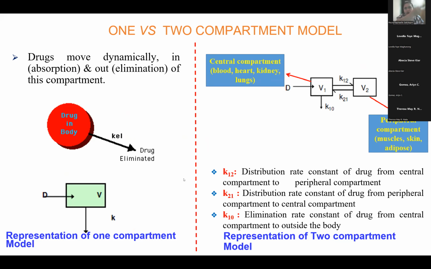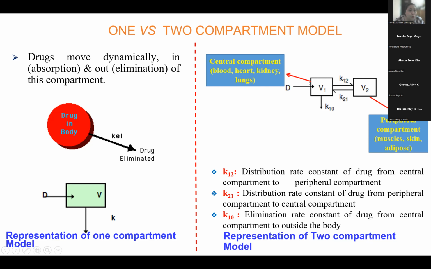So after administration, we only have the distribution, then after that, elimination right away. So again, the drug is eliminated at a certain rate, but we only have one elimination constant for that. However, that is not true for our two compartment model since the drug will be distributed from the central to the peripheral. So if we are going to compute for the elimination rate constant of the drug, we need to consider the movement of the drug from the central to the peripheral and vice versa.